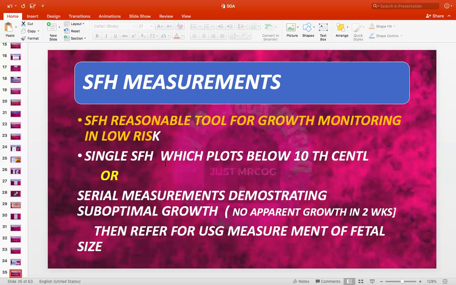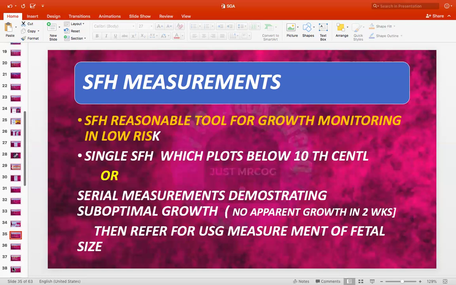So if there is a single measurement which is below the 10th centile, or when serial measurement is demonstrating suboptimal growth, meaning no apparent growth in 2 weeks, then we have to refer for ultrasound measurement of fetal size. We start at 28 weeks, and if we are not able to perform it, then at 34 weeks. That is an important tool only for low risk.